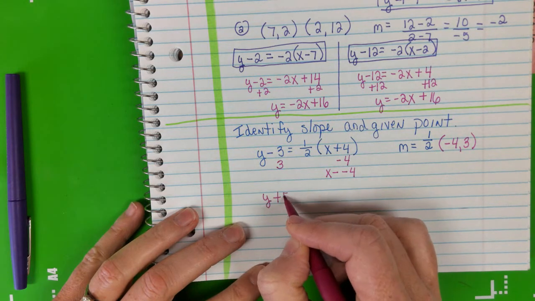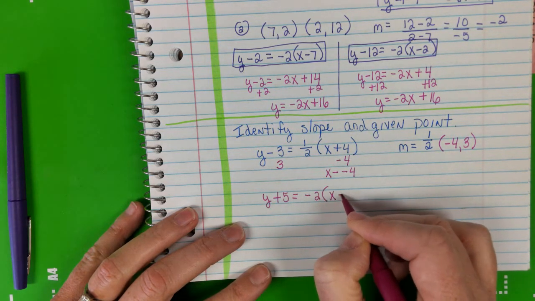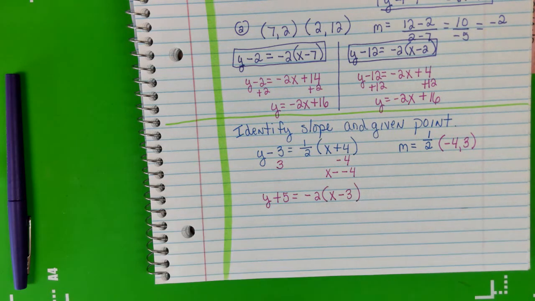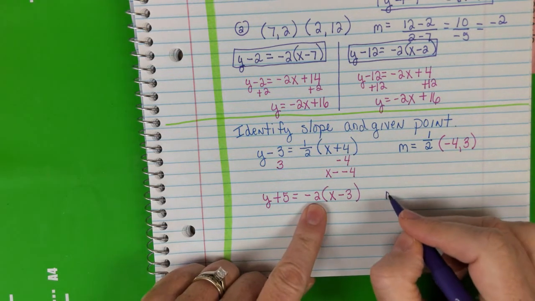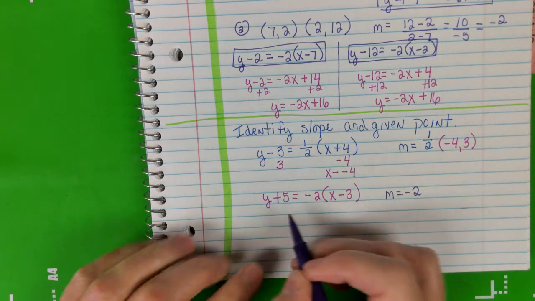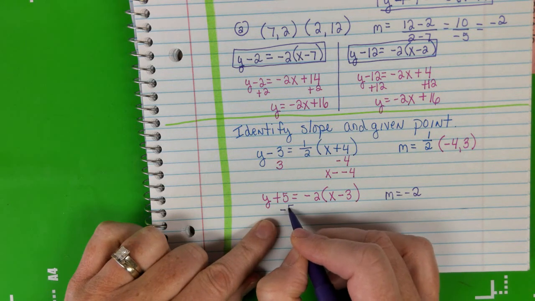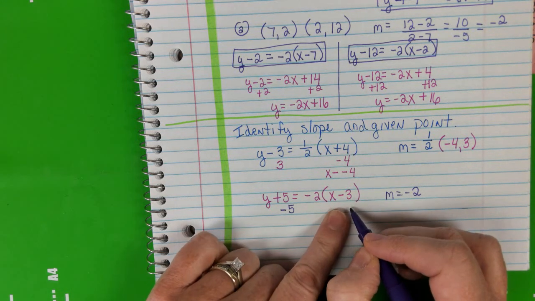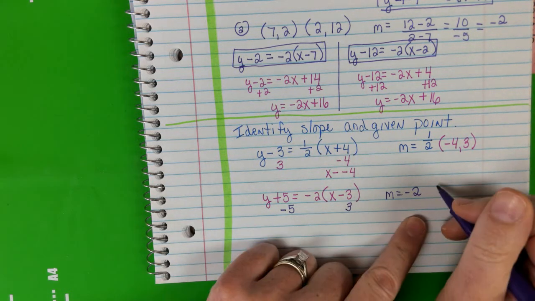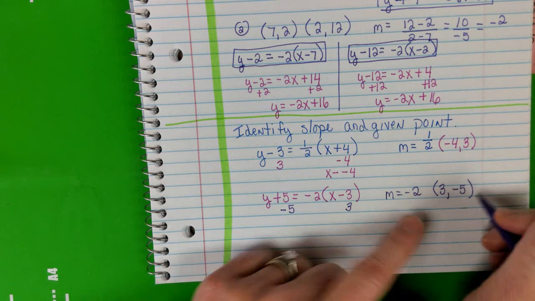Okay, here's another example. Y plus 5 equals negative 2 times x minus 3. Really easy. The slope right here is negative 2. And let's think about these numbers. To make a positive 5, that means we plugged in a negative 5. To make minus 3, that means we plugged in a positive 3. So my coordinate would be 3, negative 5.